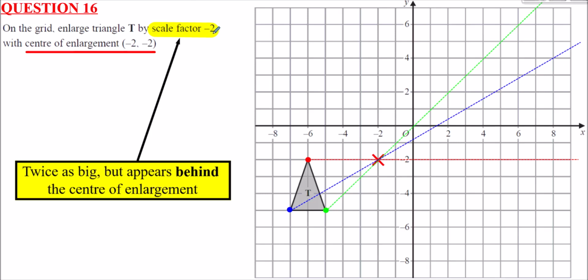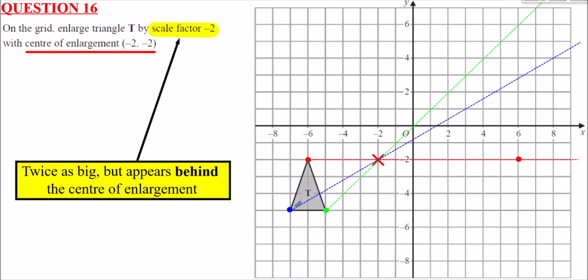Therefore, another way of thinking of this is the points are going to be double the distance from the centre of enlargement than what they are currently, but looking behind the centre of enlargement. So this red point here, currently it's 1, 2, 3, 4 squares away from the centre of enlargement. Times it by 2 is going to end up being 8 squares away. So this red point is going to be 1, 2, 3, 4, 5, 6, 7, 8. The new red point will transform to this point here.